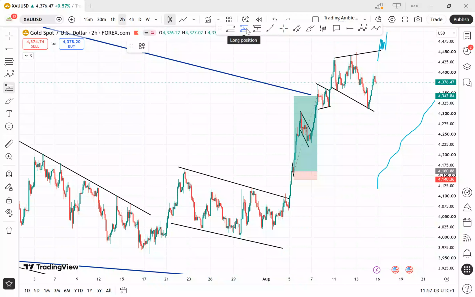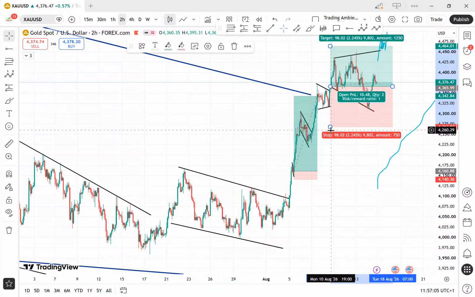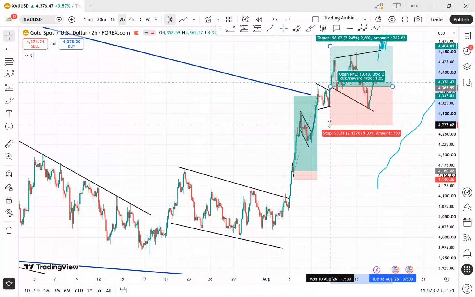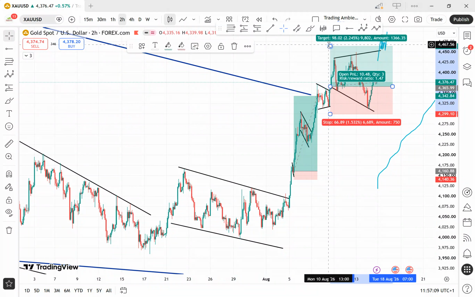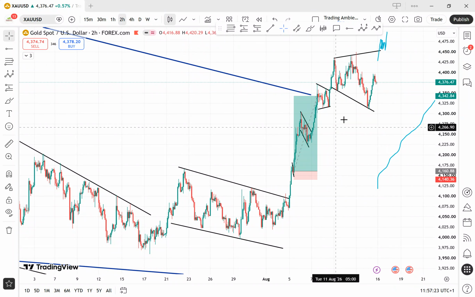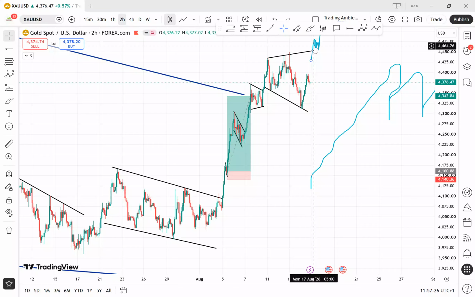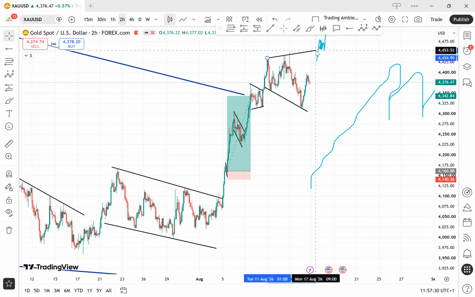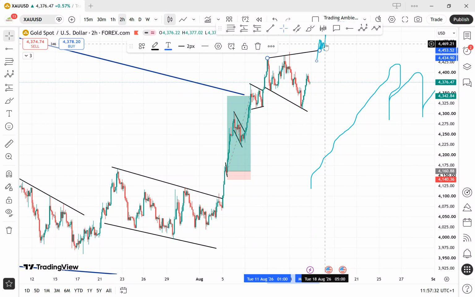So apparently the price can't push up with this continuation structure, so it has started printing a bigger continuation structure. We took this as well. It took us out at break even after 1 hour. So right now we have a bigger structure here on the new time frame. Let's see if this structure will continue.